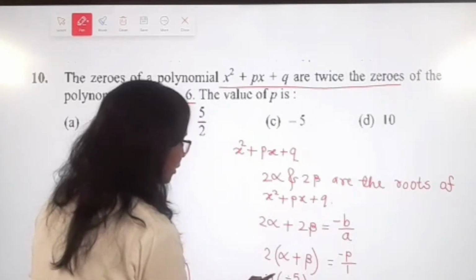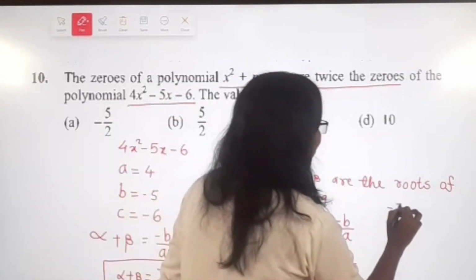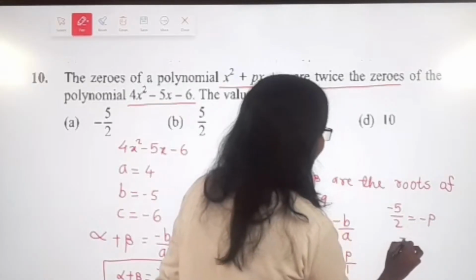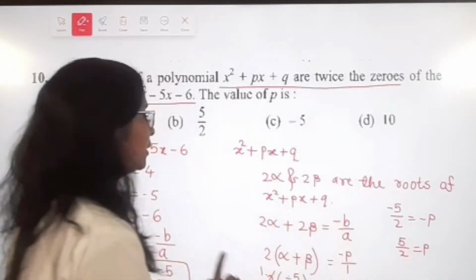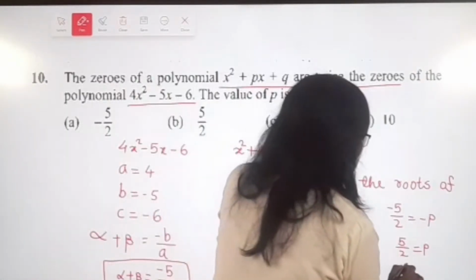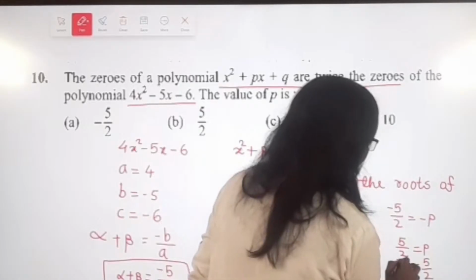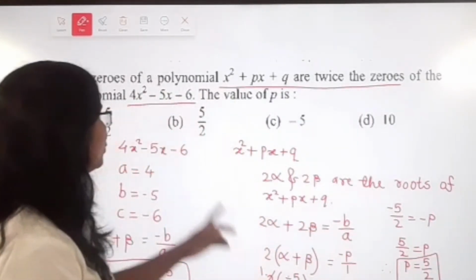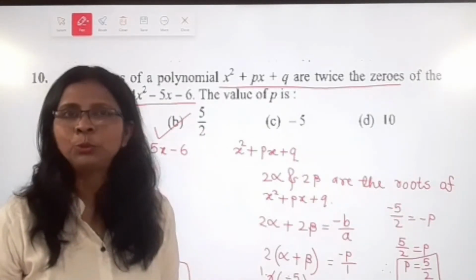So 2 twos are 4, so minus 5 upon 2 is equal to minus p. That means 5 upon 2 is equal to p, cancelling out the sign from both sides. So p is equal to 5 upon 2. The final answer is 5 upon 2. See here students, the correct option is B, 5 upon 2. Okay students.